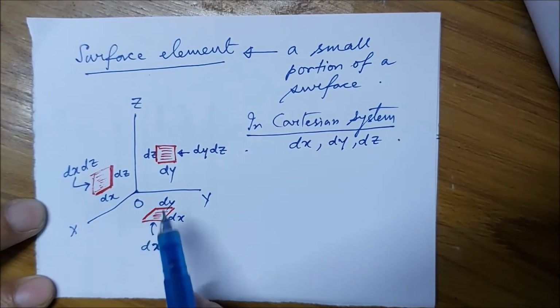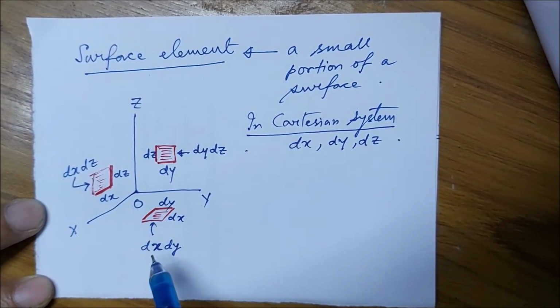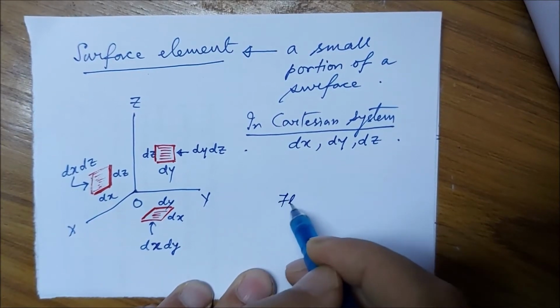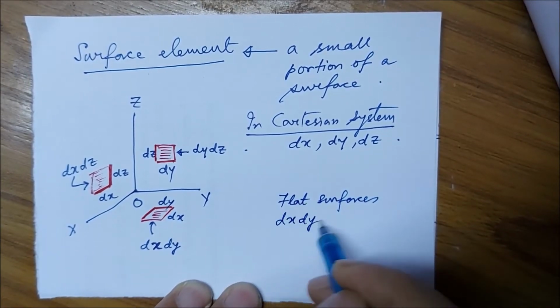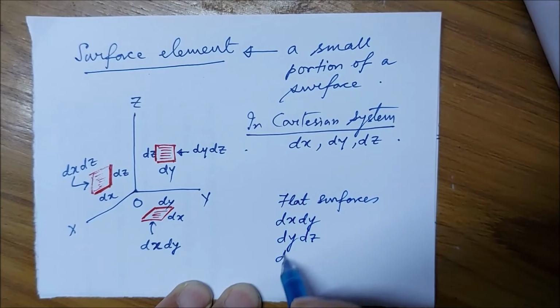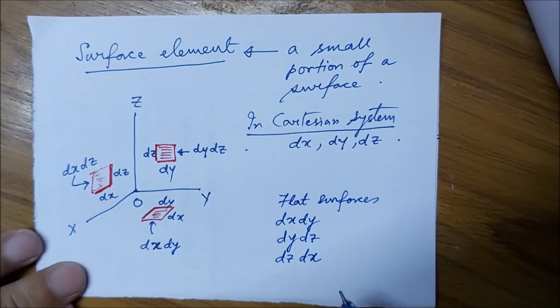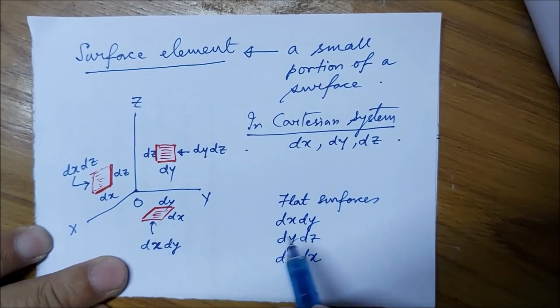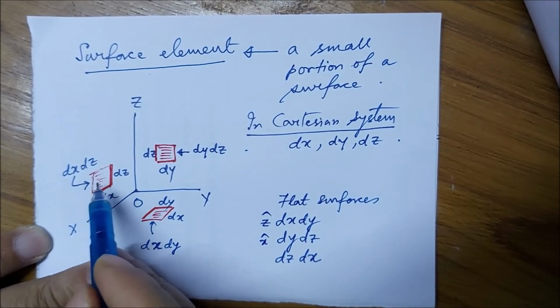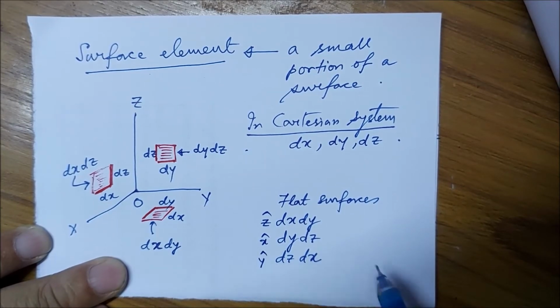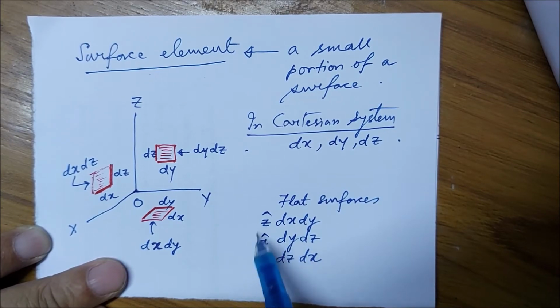Attaching unit vector is easy in these cases because these are flat surfaces. So here we end up with flat surfaces, which are dx dy, dy dz and dz dx. And we can attach the unit vectors. Dx dy, it will be z hat. In case of dy dz, it will be x hat. And for dz dx, it will be y hat. Of course, tracing is important. It could as well be of negative sign if traced in the opposite sense.